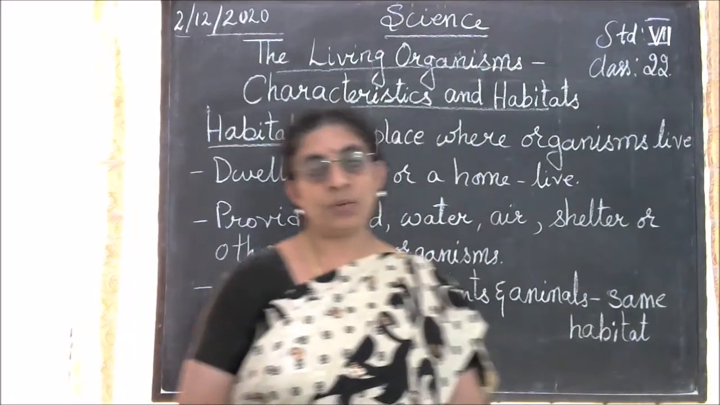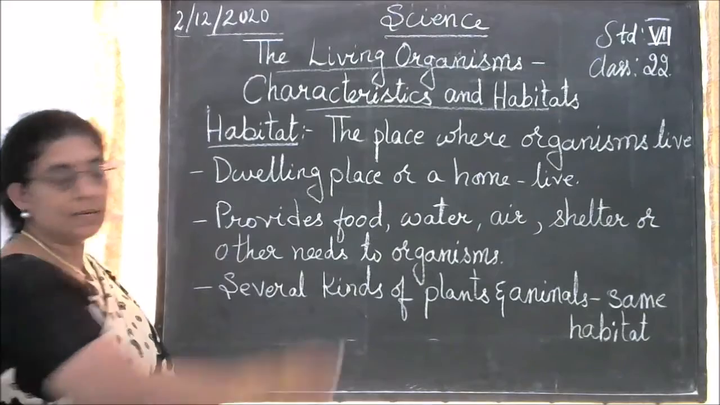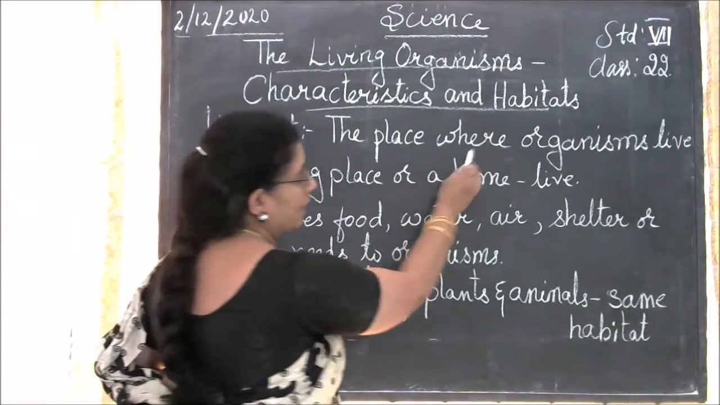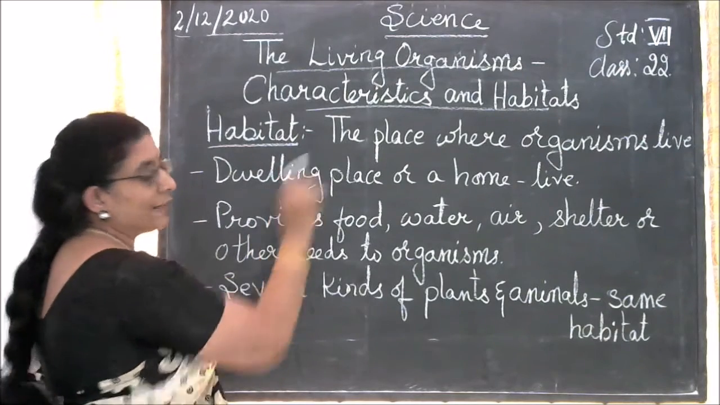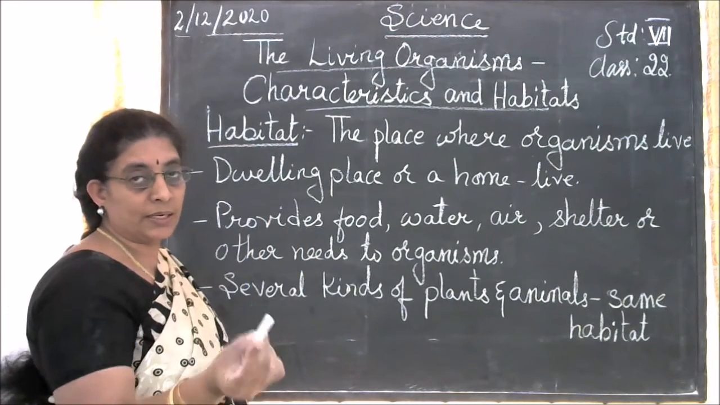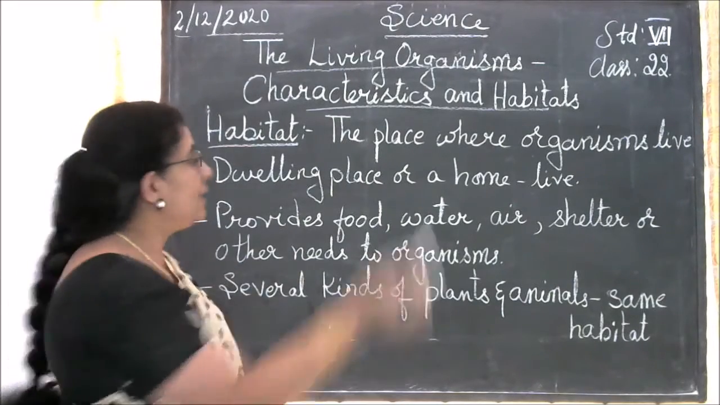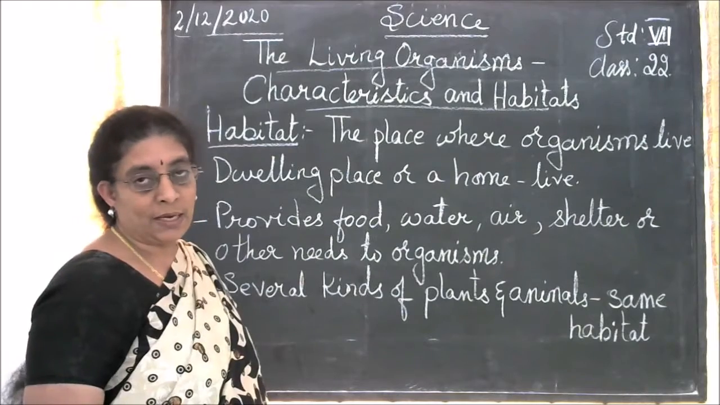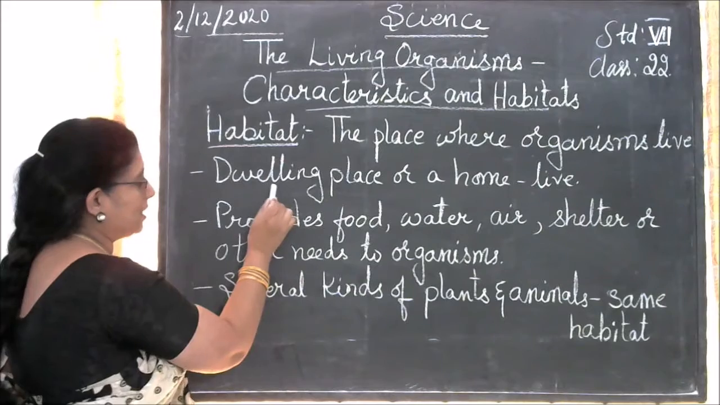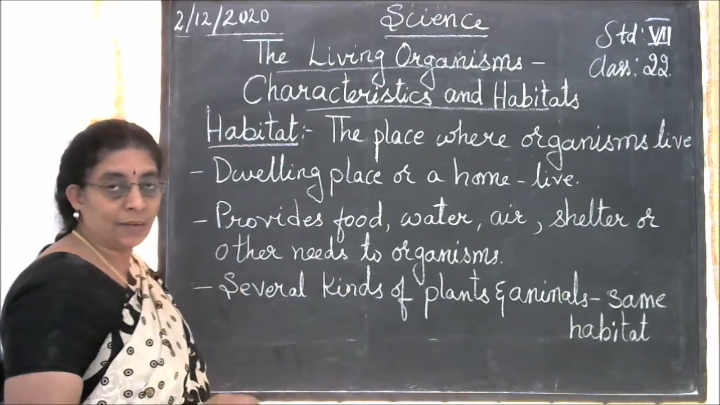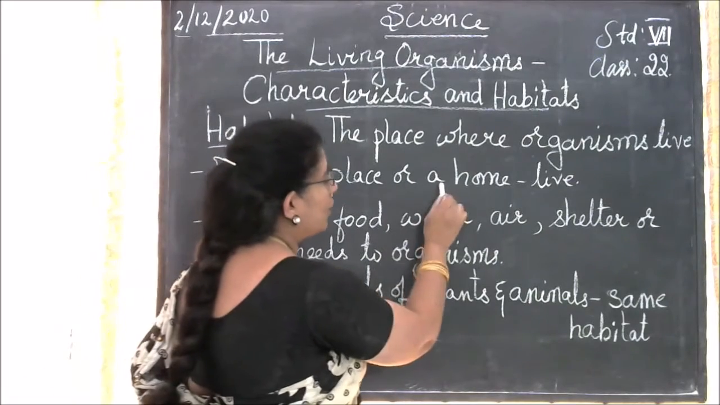Yes, children, now we'll see what is the meaning of a habitat. Okay, so here habitat. Habitat means the place where organisms live. Okay, so it can be the plants also, it can be the animals also. So whichever place they are living, that is called as a habitat. So what are the other words which can be used for habitat? That is the dwelling place. Dwelling place means where they are staying and living. Or it is called as a home.